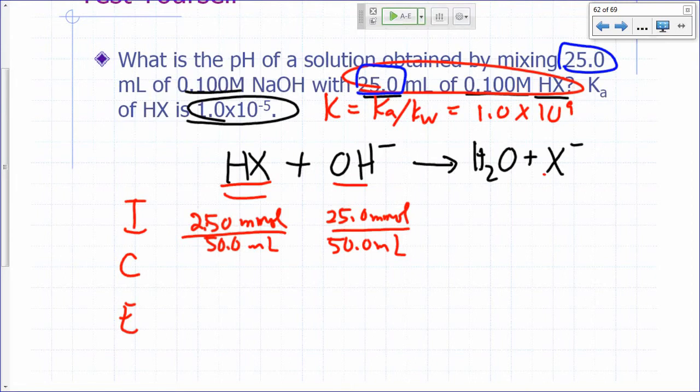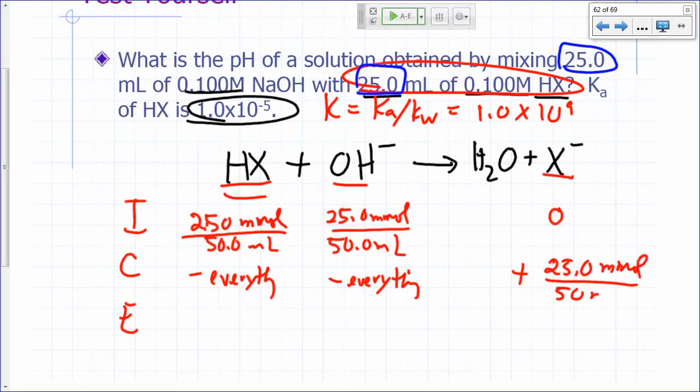What would be my change? What's my initial X minus? 0, right? What would be my changes? Minus x, plus x, correct? But what's my x going to be? I know it's going to be a complete reaction, pretty much. So I'm just not going to do it that way. I'm just going to say minus everything, and how much of this would I make? This is plus everything, which is 2.50 millimole out of 50 mL.